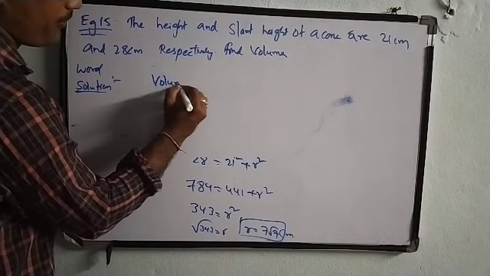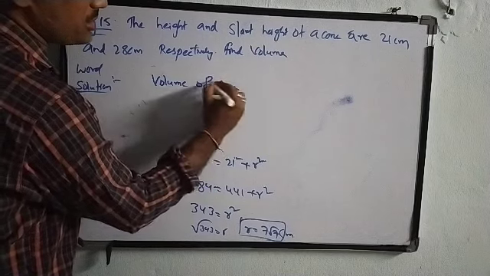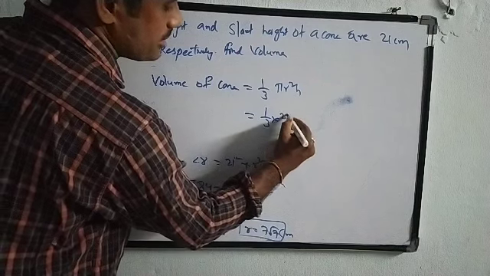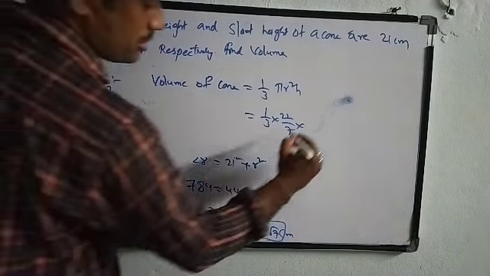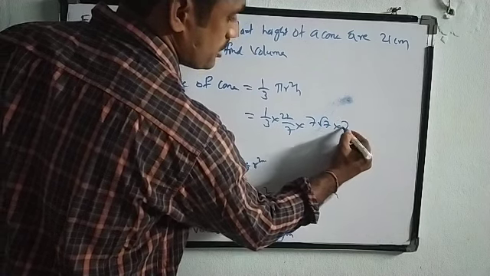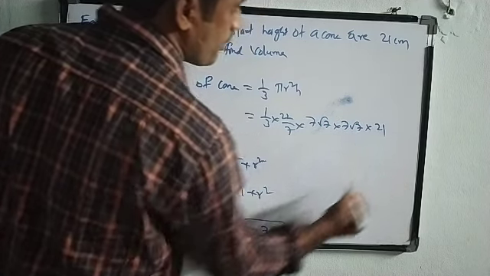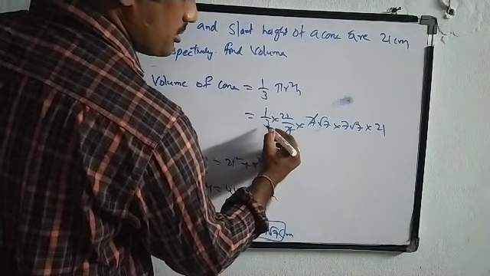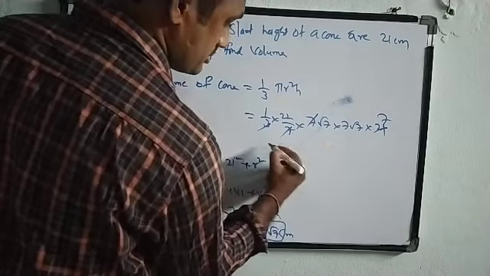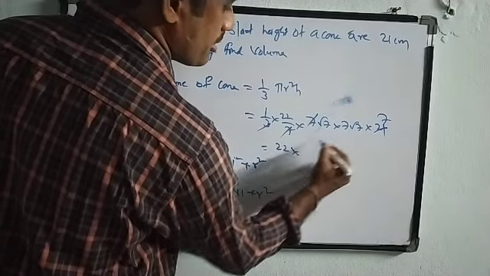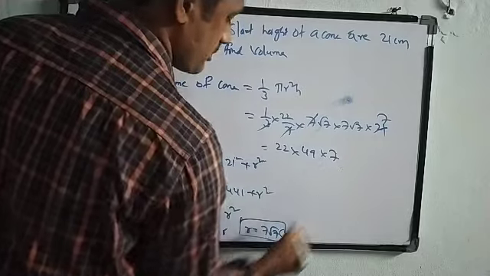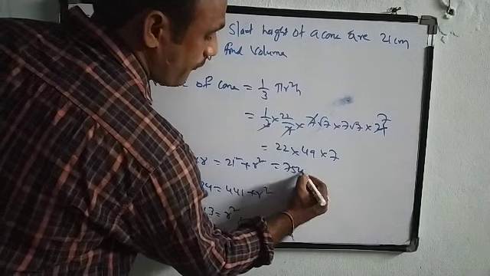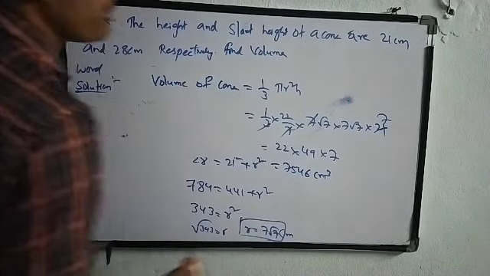So volume of cone, which is 1/3 of the volume of the cylinder. So 1 by 3 into pi R square H. So 1 by 3 into 22 by 7 into 7 root 7 into 7 root 7 into 21. So 7 gets cancelled. 3 1s, 3 7s. So overall answer is 749 into 7. So 7546 centimeter cube will be the final answer.